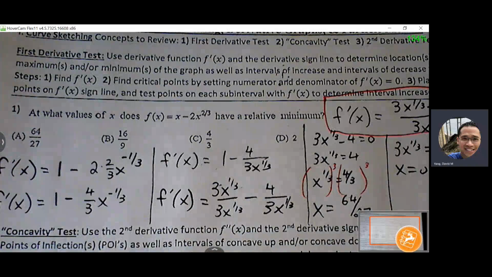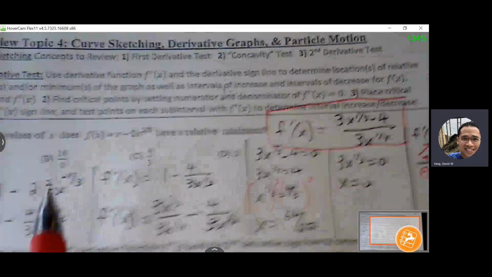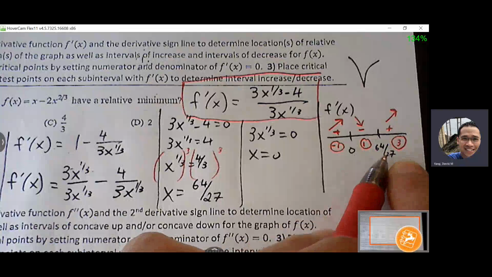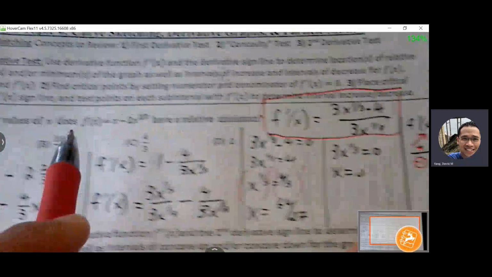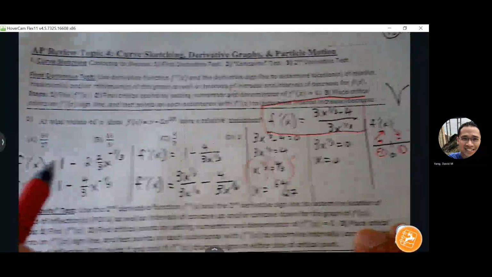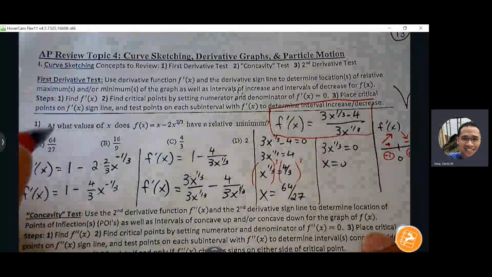But what if it was asking for the value of the relative minimum? Then we're asking for the y value. So if that's the case, you would insert 64/27 into the original function. But here it says at what value? So, yeah, 64/27.